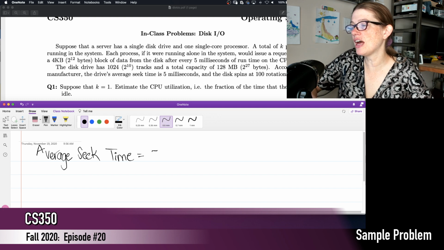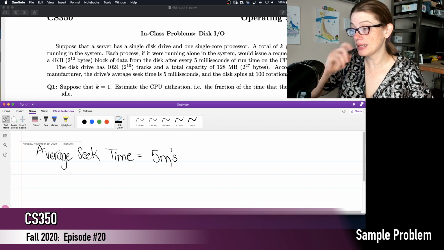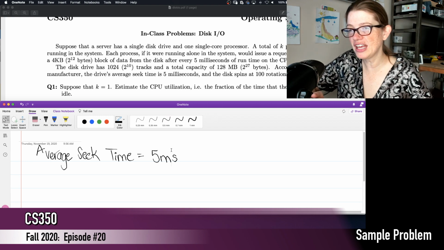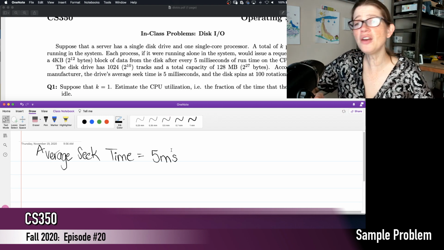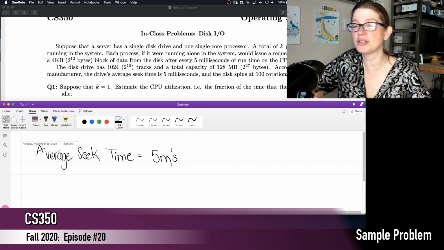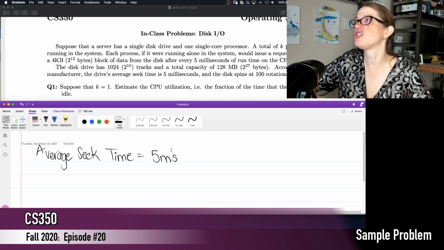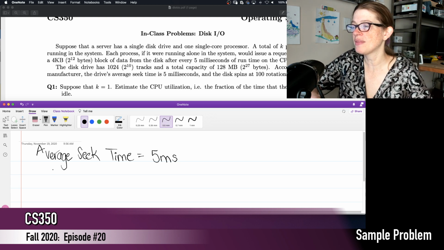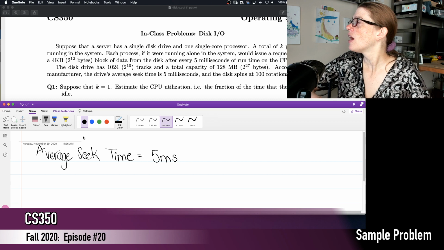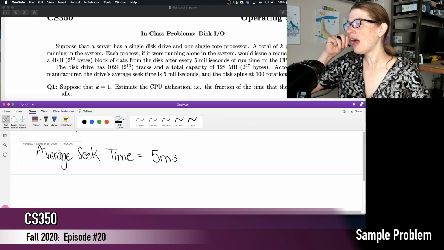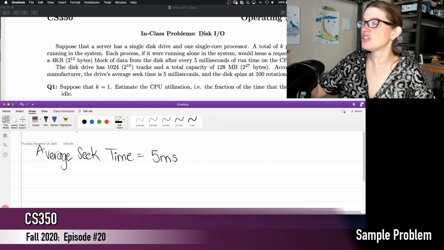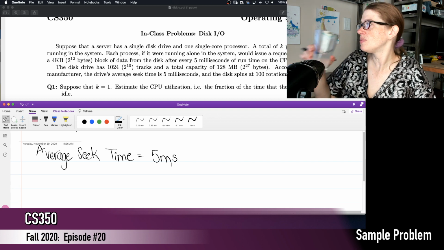So the average seek time is 5 milliseconds. Next, we need to know the rotational latency. Again, we do not know what sector the disk is going to be on when the read-write head is in the right position, and we don't know where it needs to go to. So we're going to use the average rotational latency. But unfortunately, all we have is how many rotations per second it makes. So to do the rotations, we need to figure out if it does 100 rotations per second, how long does it take to do a single rotation?